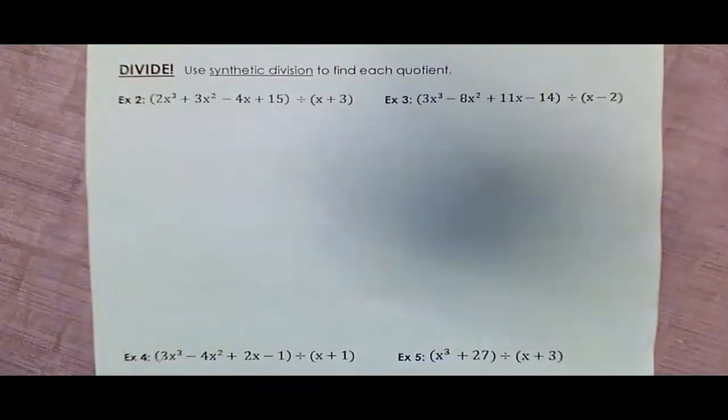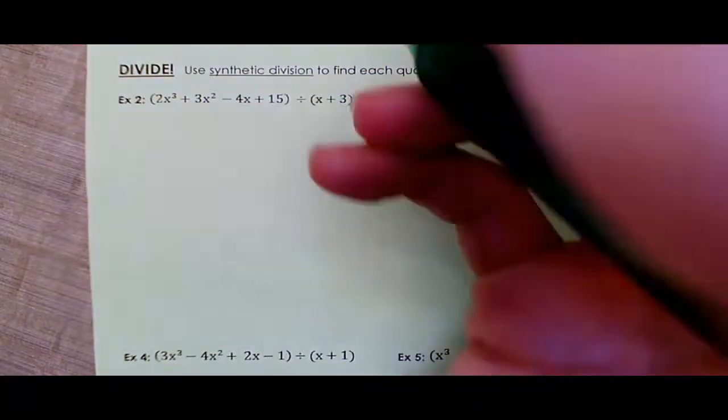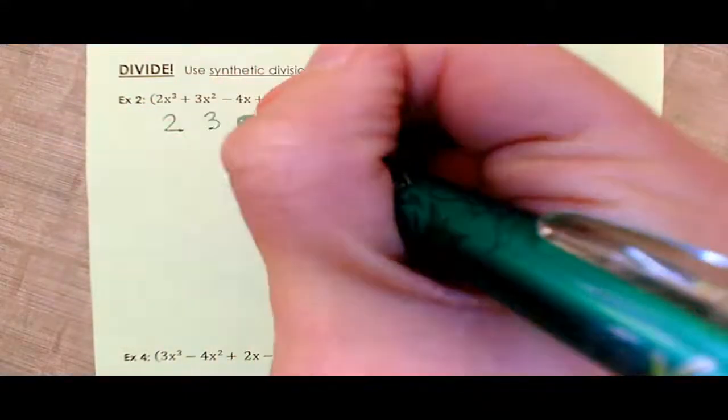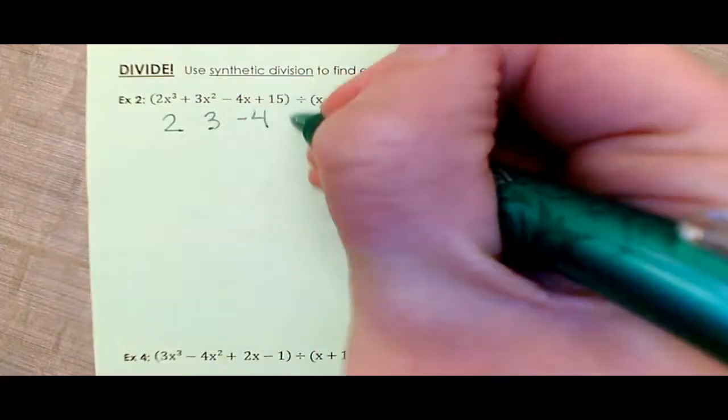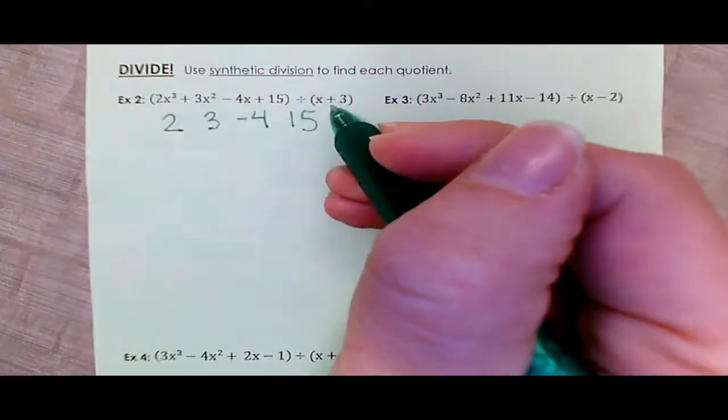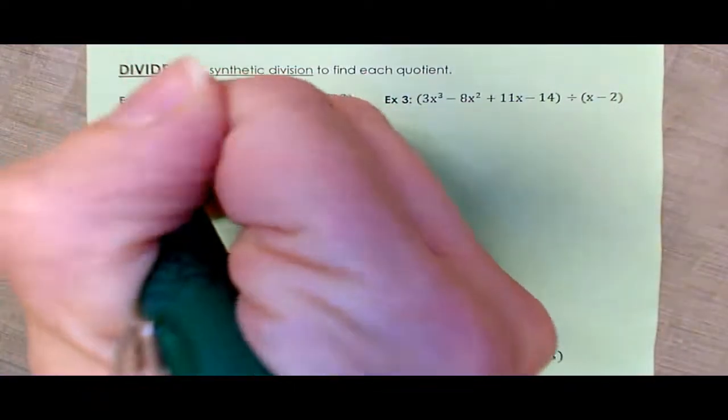Okay, so examples 2 and 3 say divide. Use synthetic division to find each quotient. So I'm going to take the coefficients of the dividend, and I'm going to write them out in a row, making sure that I don't skip any power, so all the powers have to be included. I've got 2x cubed plus 3x squared minus 4x plus 15. And the r value is kind of the opposite of what's in here. So instead of a positive 3, I'm going to write a negative 3 out to the side.